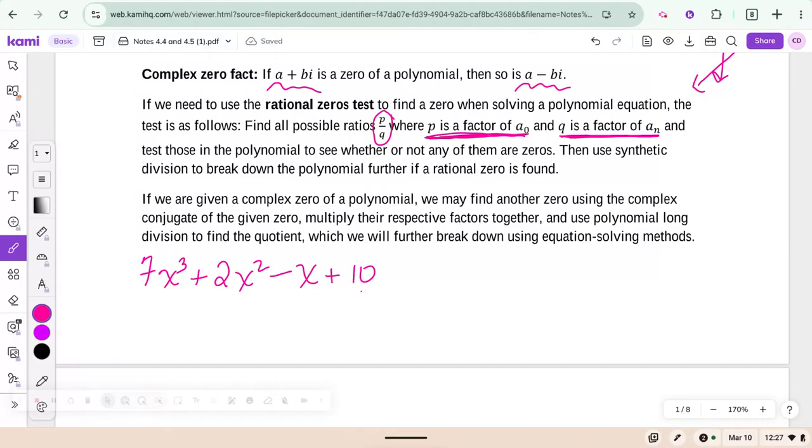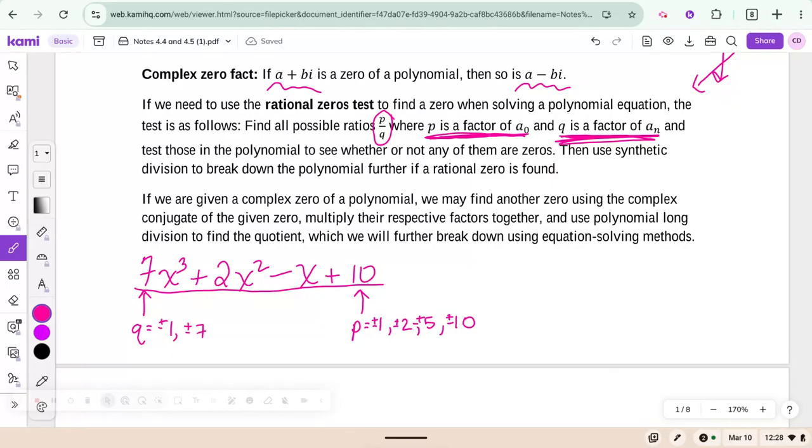So P are all the factors of 10. The constant, that's a sub 0. So let's see, the factors of 10 are 1, 2, 5, and 10. And we could actually say plus or minus because we could have negatives. Now the factors of 7, that's a sub n, that's where your Q's come from, your leading coefficient. And of course that's assuming that everything is in order. The factors of 7 aren't so many. It's just plus or minus 1 and plus or minus 7.